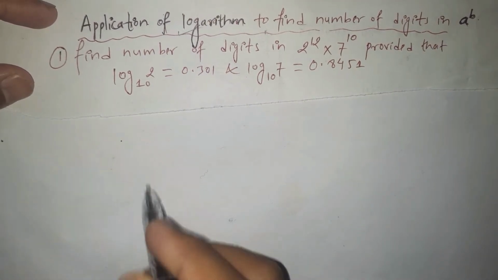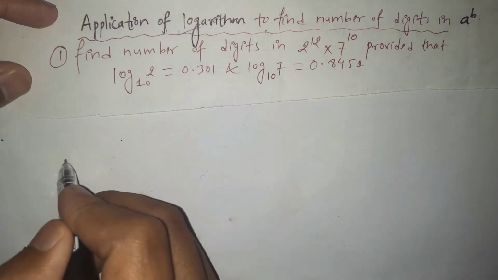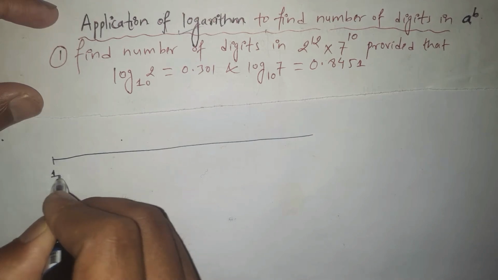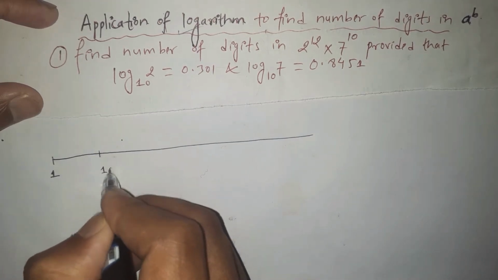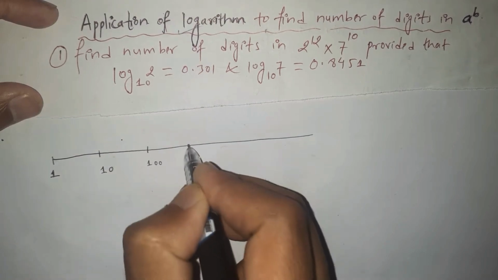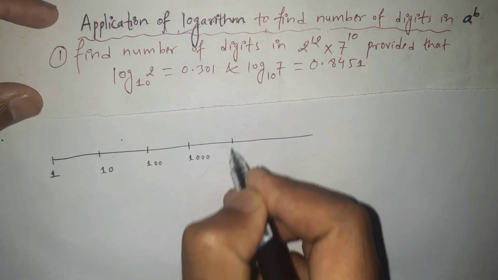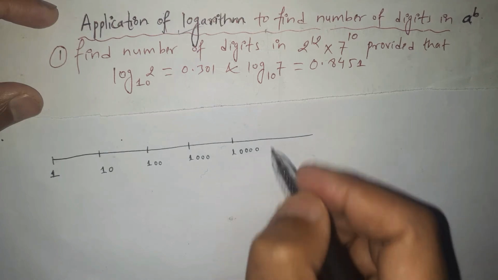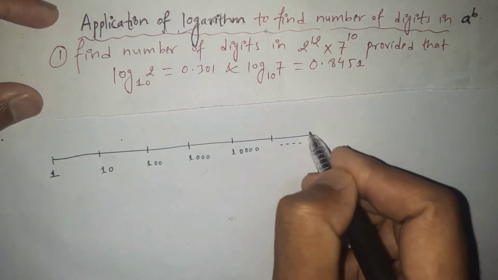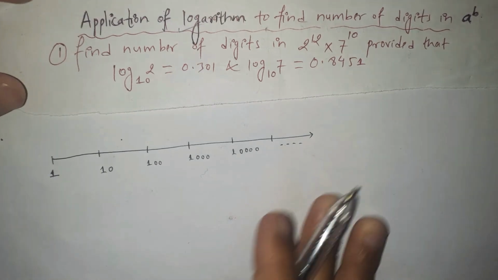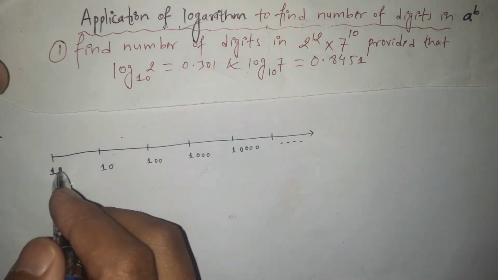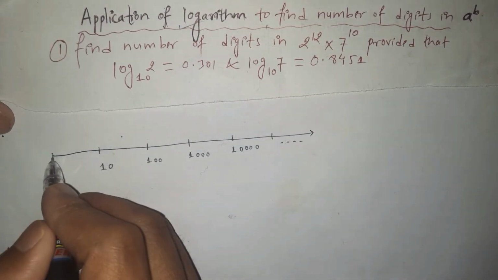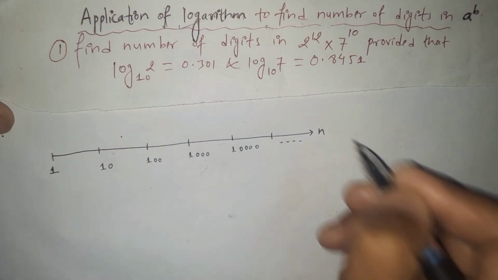Let me write here. Let's make a scale on the power of 10. Here I am making a scale: this is 1, 10, this is 100, this is 1000, and this is 10,000, and so on. Here the values are inserted on the basis of the power of 10. This scale is on the power of 10. Let's suppose this is the value for n, or number n.